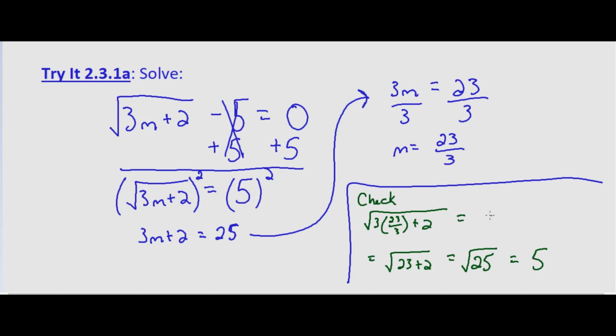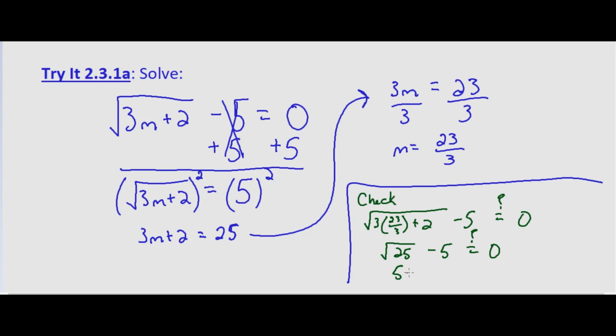So we have this equals 5, which is what we originally started with, or we could subtract 5 if we wanted to as well. So minus 5, we want to know, does it equal 0? So then it's the same process from that point forward. 23 thirds times 3 is 23, plus 2 is 25. Minus 5, does that equal 0? 5 minus 5 does indeed equal 0. So both ways the solution checks.